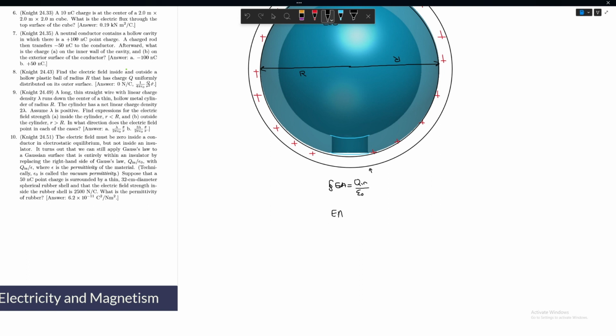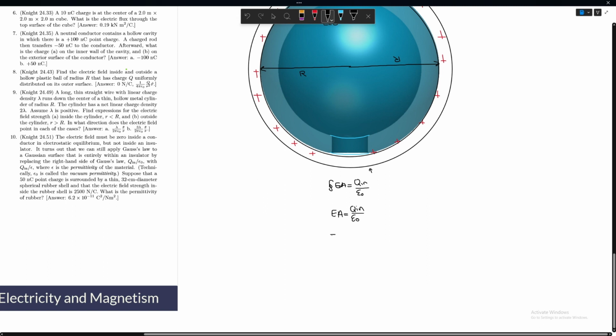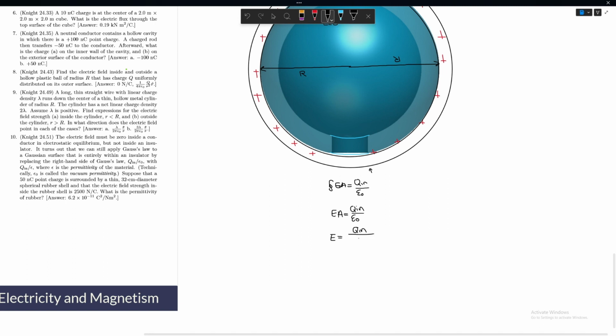dA just becomes A equals Qn over E naught. And now, what is my area of a sphere equation? It's 4 pi r squared. So first let me rearrange. That's Qn over E naught, and this is A. And so my Qn, I'll just denote as Q, because they're saying up here that it has charge Q uniformly distributed on its outer surface. So the charge inside here is just that Q they're talking about, and so this is just their big Q all over.